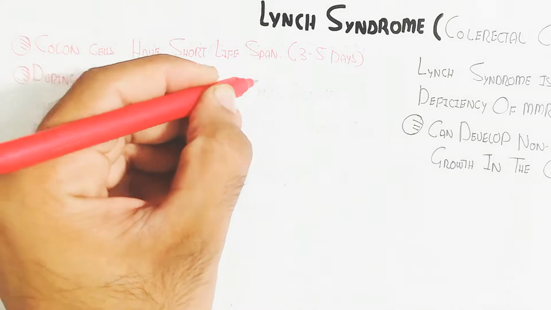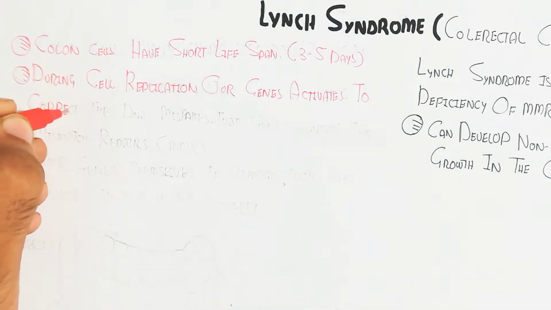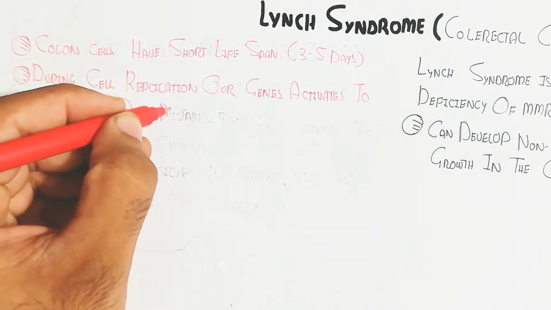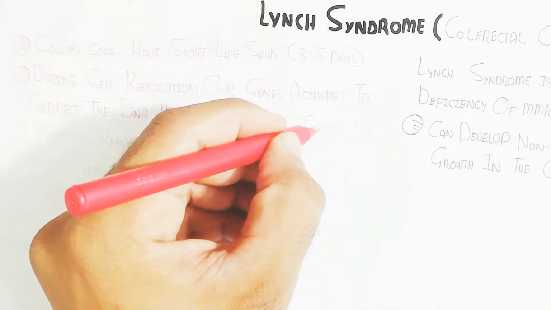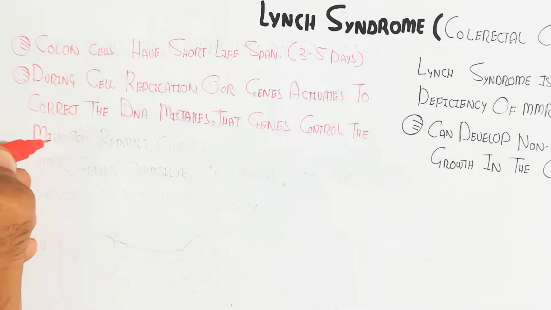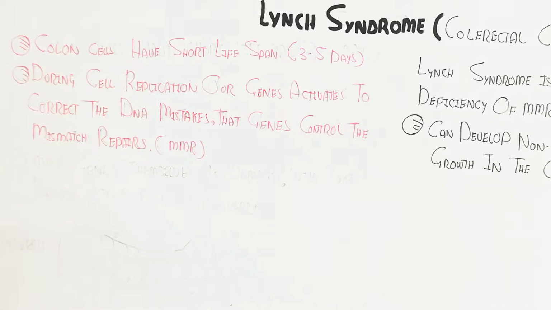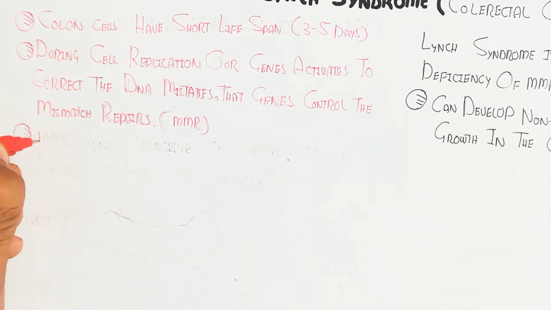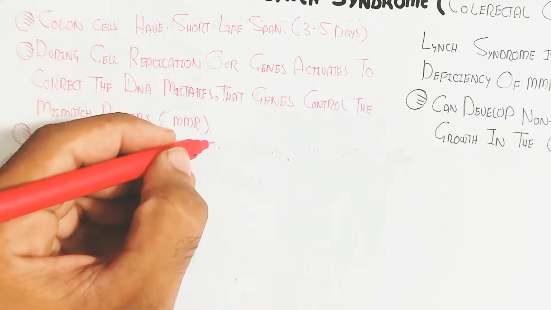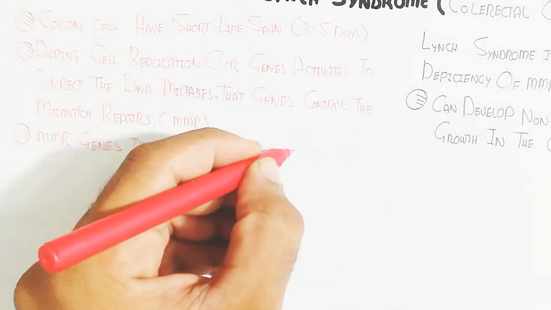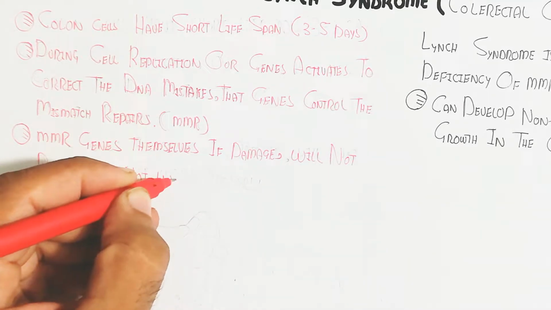During cell replication, our genes activate to correct the DNA mistakes. The genes that control mismatch repair are the MMR genes. If the damage is not repaired, because they do not work properly, oncogenesis activation will occur and Lynch syndrome will be activated.